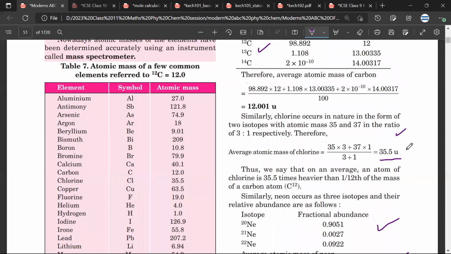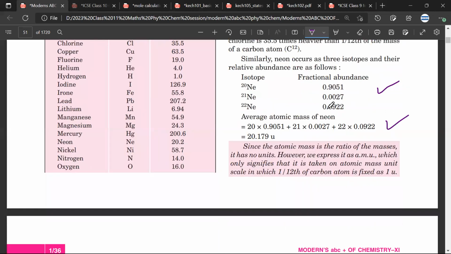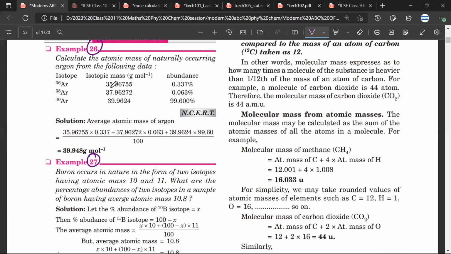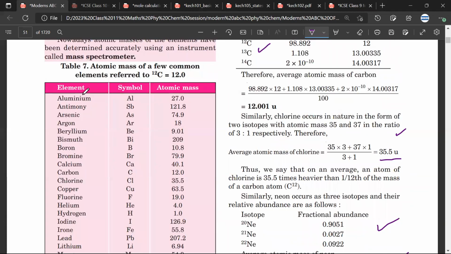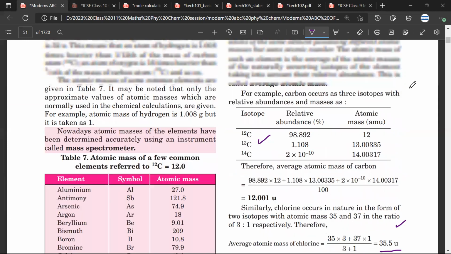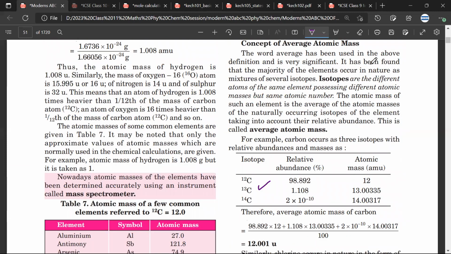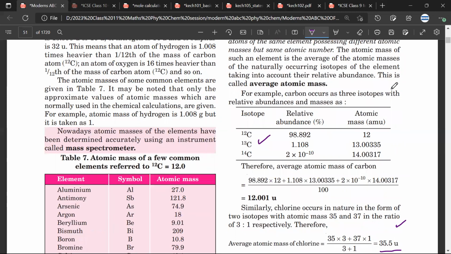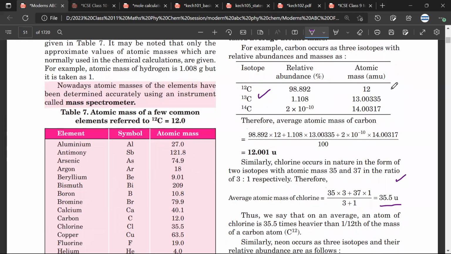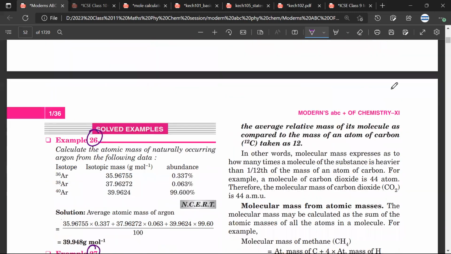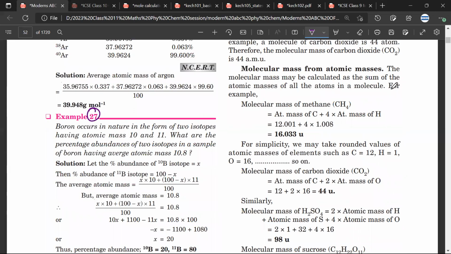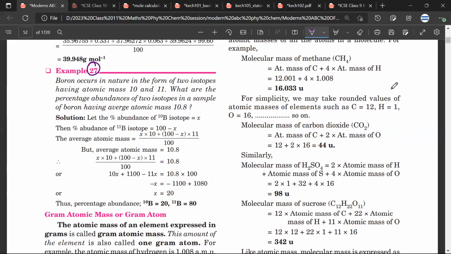So these are a few of the hit examples. You have the example of carbon, chlorine, neon, argon, and boron. So whenever they ask you a question related to average atomic mass or fractional atomic mass, you can give any of these examples. Usually the hit examples are carbon, chlorine, and hydrogen is another very common example given for isotopes. We have understood the concept of isotope. Isotope is not an issue now. No.